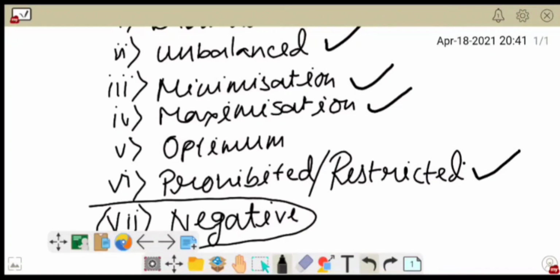Okay. And we have discussed the concept of assignment, so today is the class where I will show how to solve this kind of assignment problem. These are the types of assignment: balanced, unbalanced, minimization, maximization, optimum, prohibited, restricted, negative. But how to solve this problem?